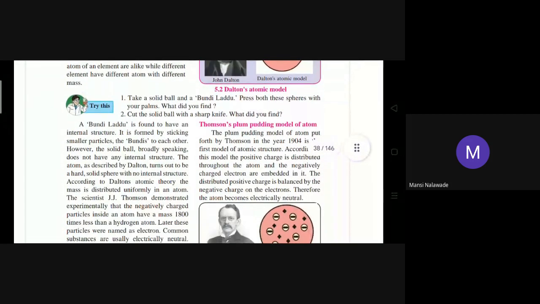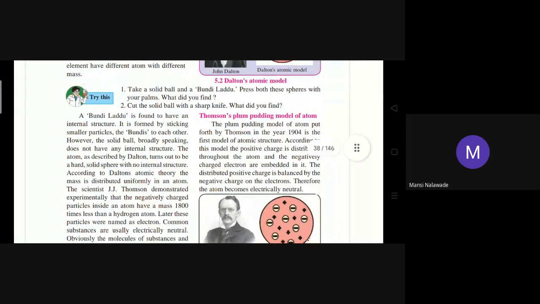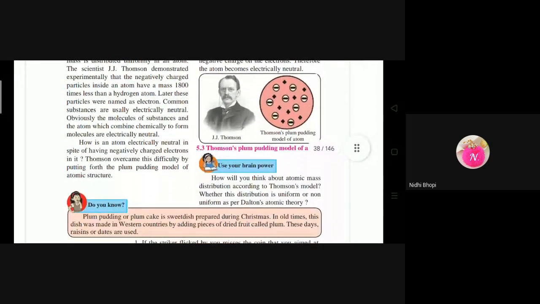And anyone who will explain Thomson's plum pudding model of atom? Yes, Nidhi? Yes, ma'am. According to Thomson model, the positive charge is distributed throughout the atom and negatively charged electrons are embedded in it. The distributed positive charge is balanced by negative charge on the electrons. Therefore, the atom becomes electrically neutral. Yes.